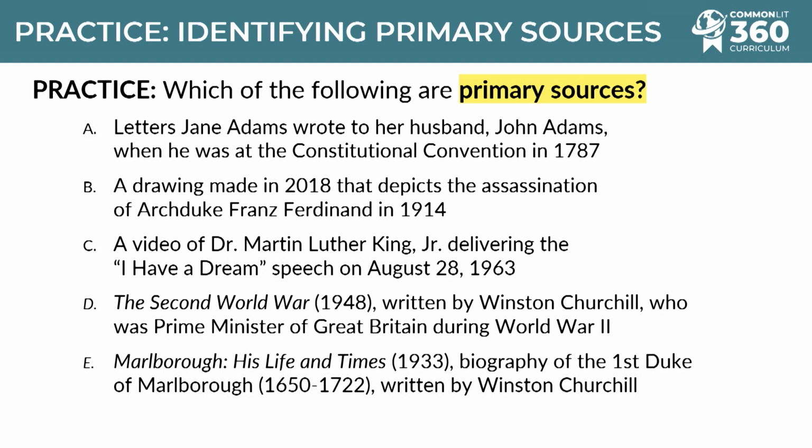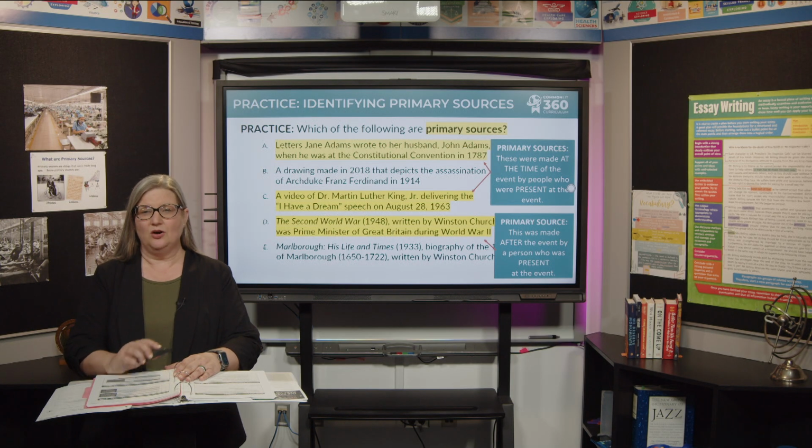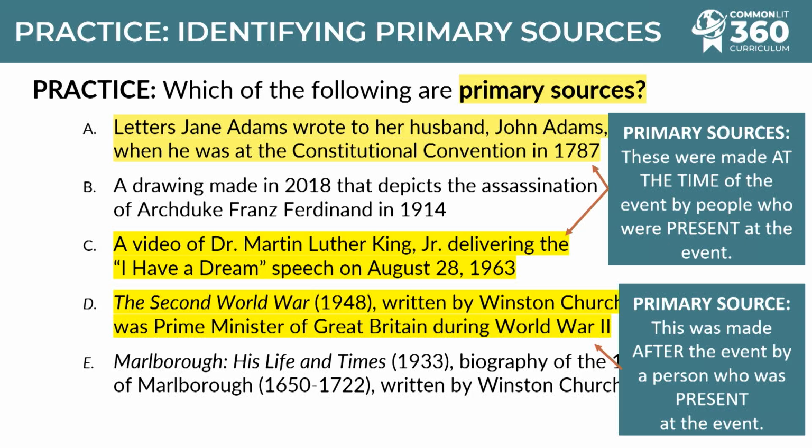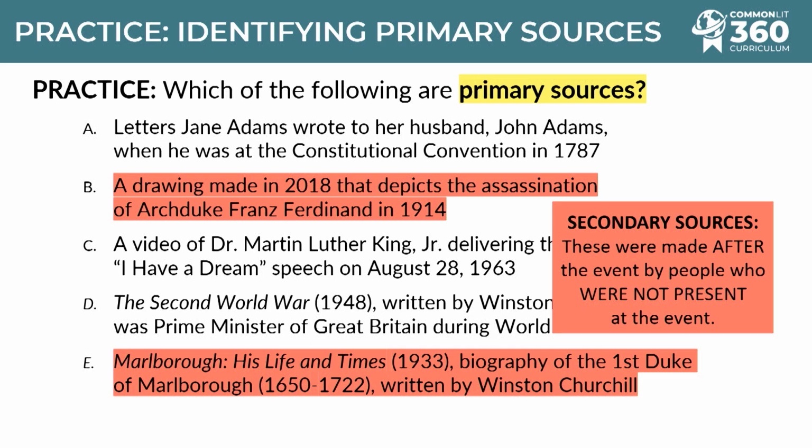All right, now let's talk about those. On your screen you see A, C, and D are all highlighted. Those are primary sources. They were made at the time of the event by people who were present at the event. And so that will help you. Now let's look at B and E. Those are both secondary sources that were made after the event by people who were not present.